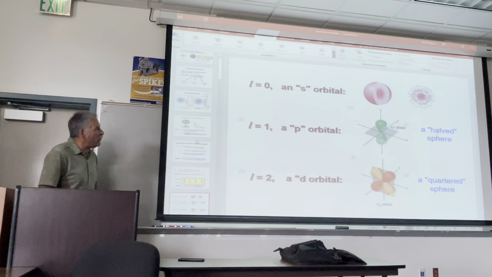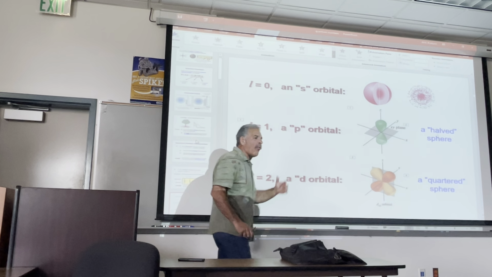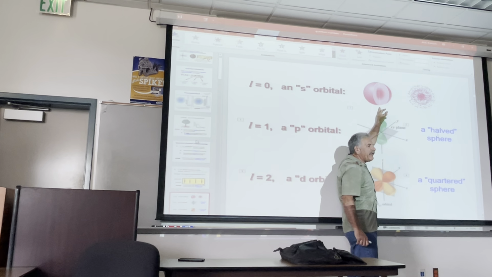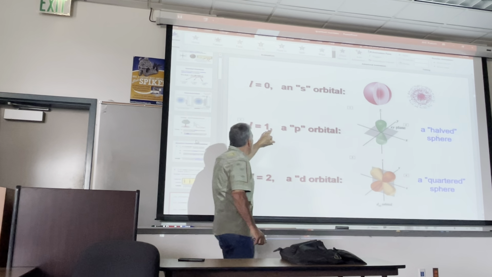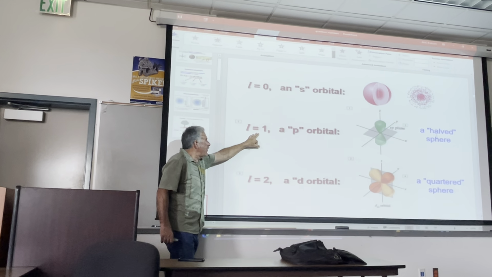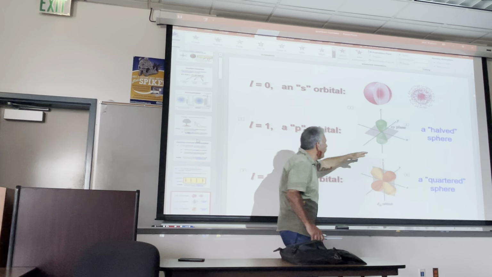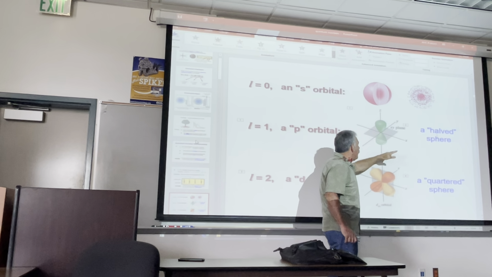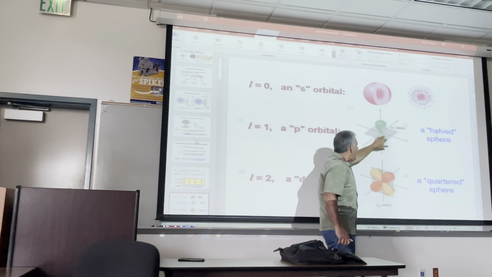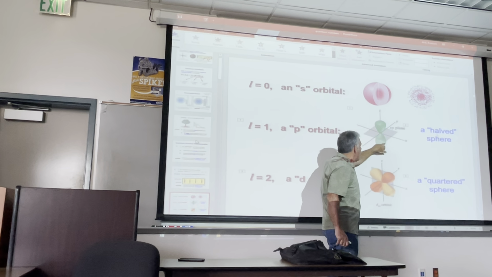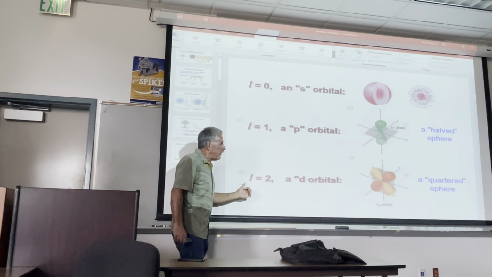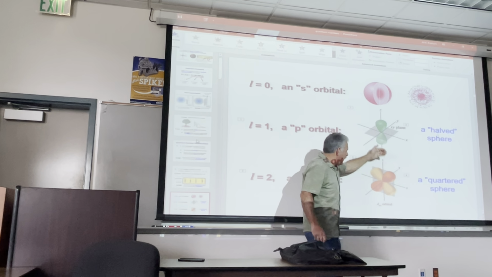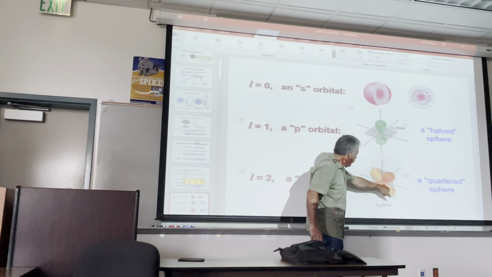This is the shape of l equals 0, an s orbital. The probability of finding s electrons is in this sphere. If we look at l equals 1, that forms what we call a p orbital. They're a half sphere with a plane of symmetry through the middle, which means we can find the electron most of the time within this framework. Then we have a quarter sphere, which is the d orbital, with a plane of symmetry again through the axes, and you can find your electrons in there.